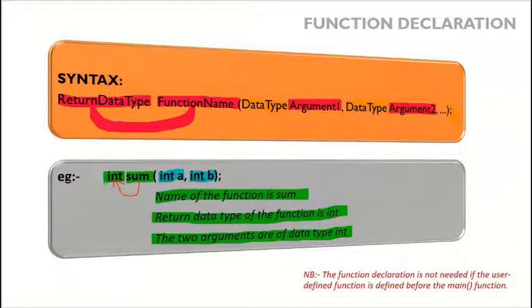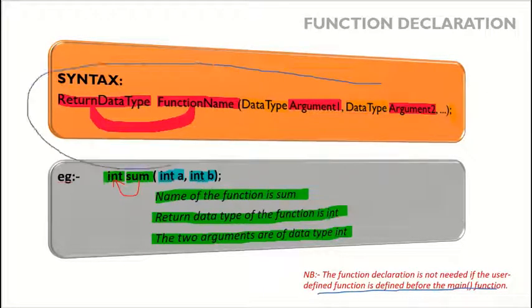One important thing to note: the function declaration is not needed if the user-defined function is defined before the main function. If we are defining it before the main function, we need not write this line. We can skip this line because the definition will also contain the declaration part.